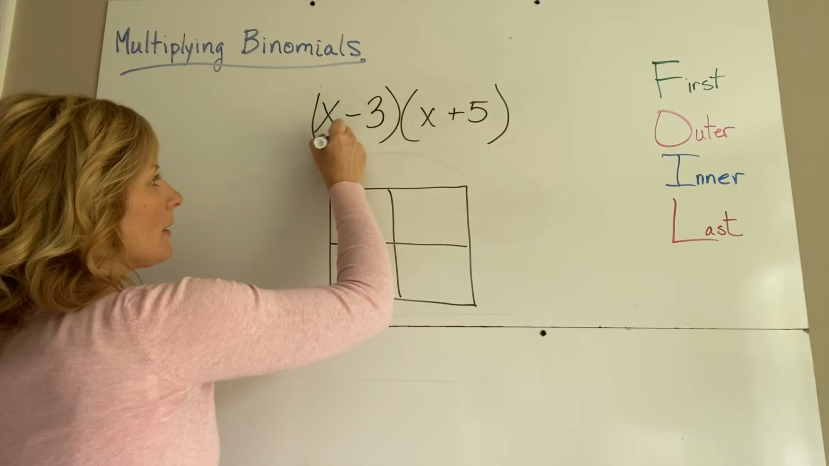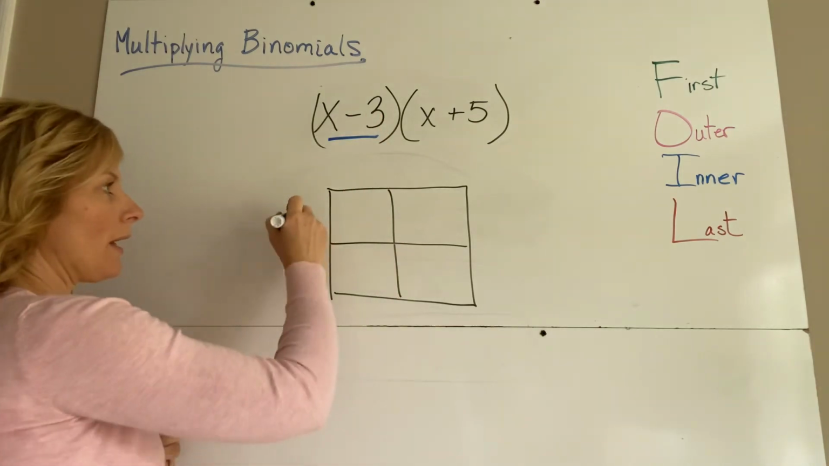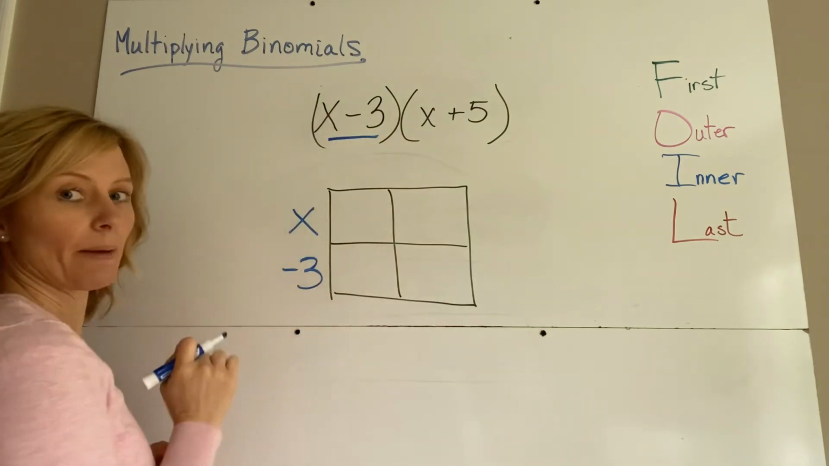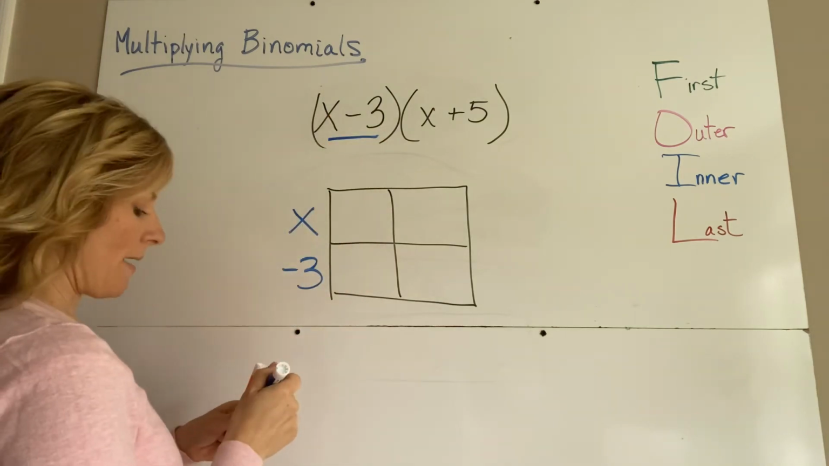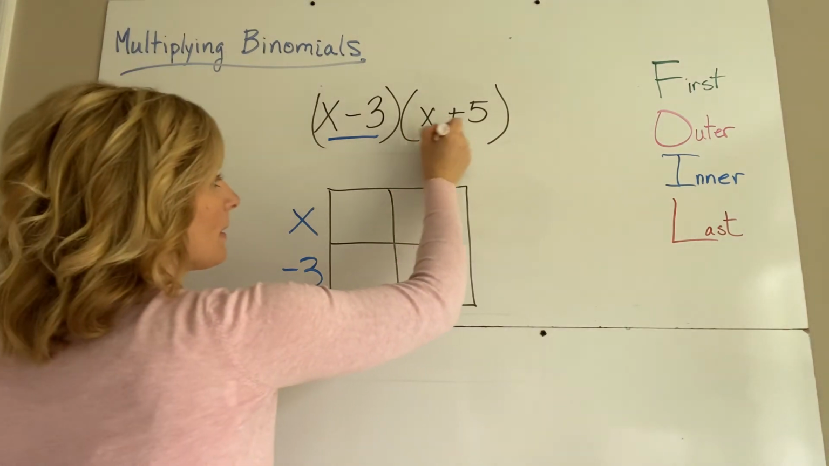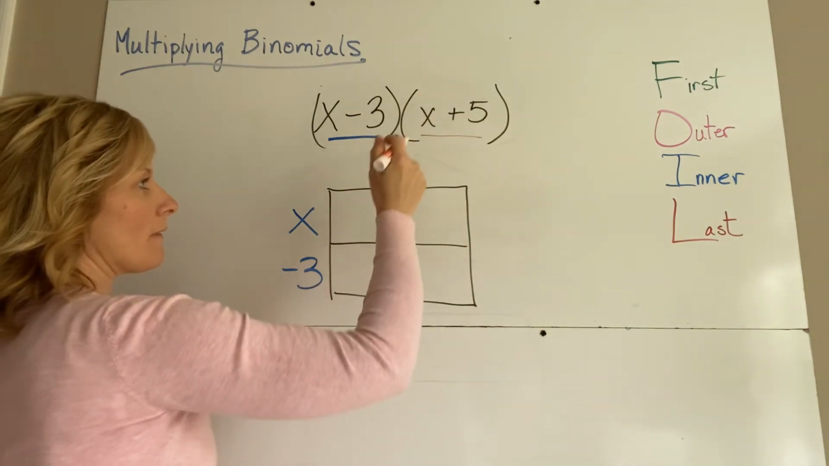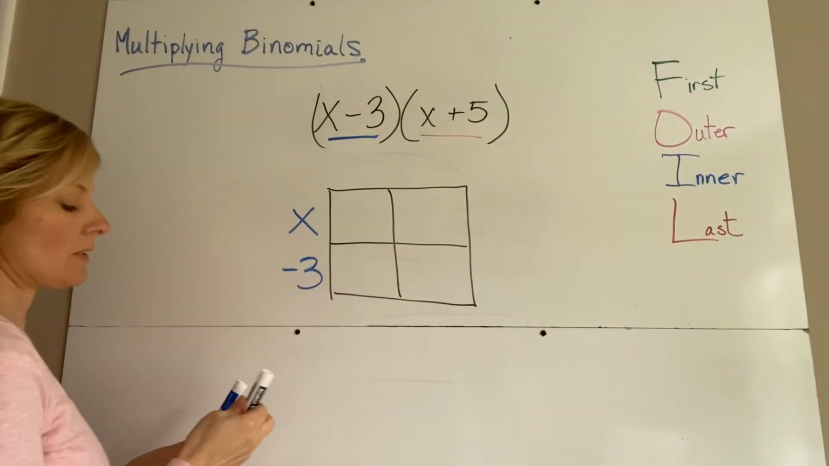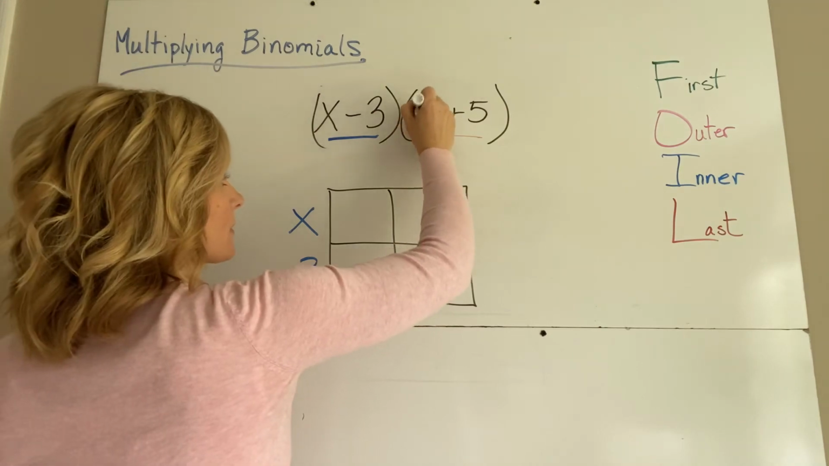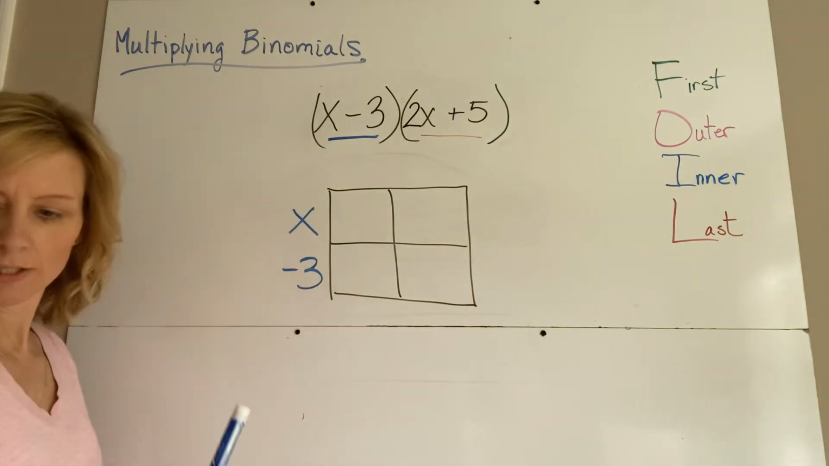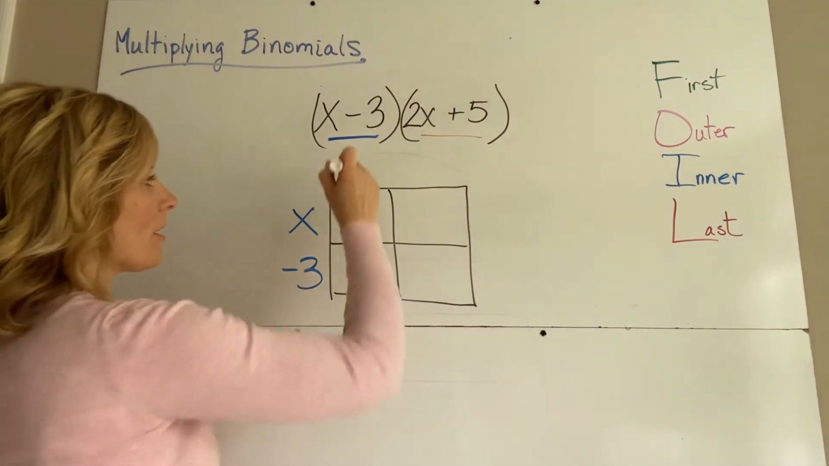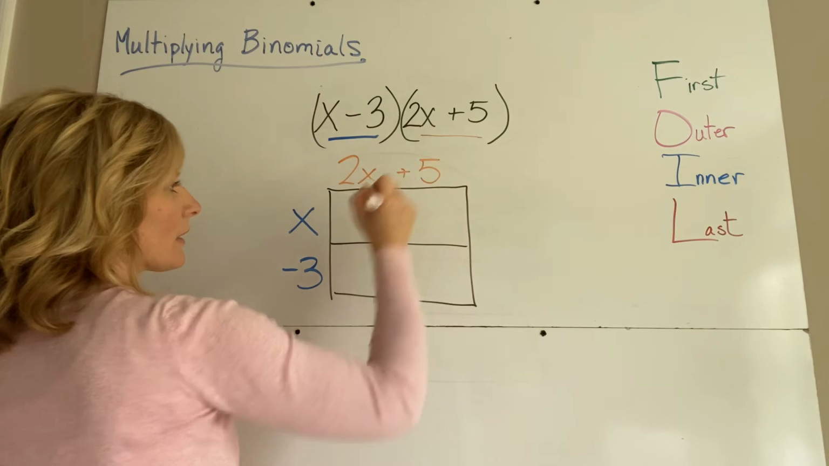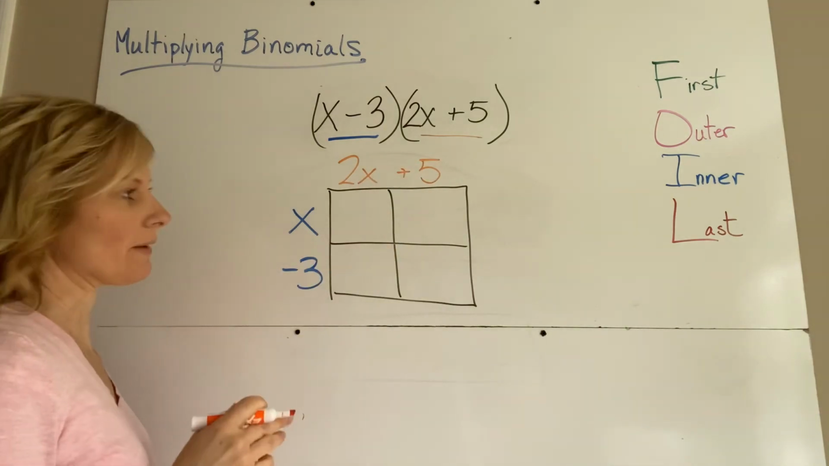I'm going to take my first binomial and put it on the side. Notice my minus has to stay with my 3. Now I'm going to take my second binomial. In fact, I'm going to change that. Let's add a 2 to it just so you see that it's okay if it has a coefficient with the x. So I'm going to change that to 2x plus 5. All right, so here we go. 2x, and then you can keep the plus with the 5. We know that if there's no negative, it's positive.